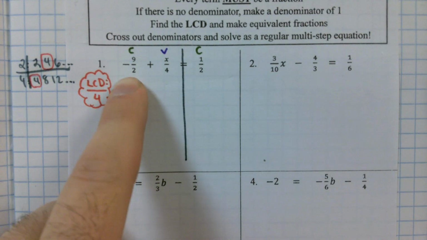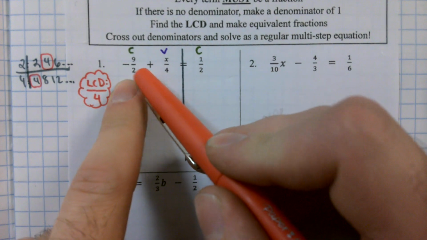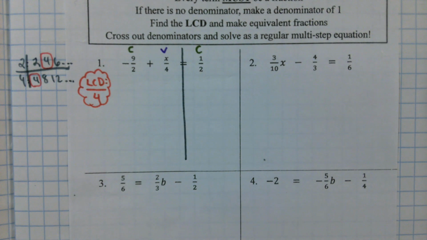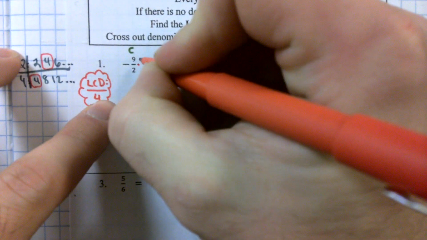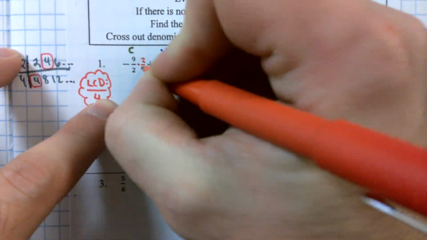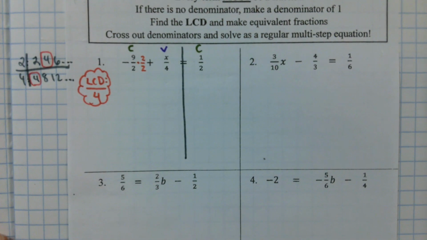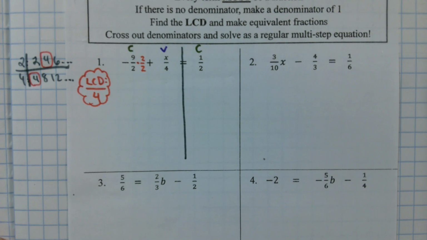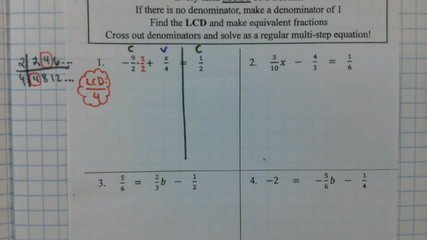Do I have a 4 in this first term? No, I have a 2. What can I multiply 2 by to give me 4? Tyler, what can I multiply 2 by? 2. So I'm going to multiply this fraction by 2 over 2. Why did I write 2 twice? Because you have to do 2 on the top and the bottom. Okay, but why? What is 2 over 2? 1. If I multiply something by 1, am I changing what it is? No. Same thing. I'm just writing it a different way, right?